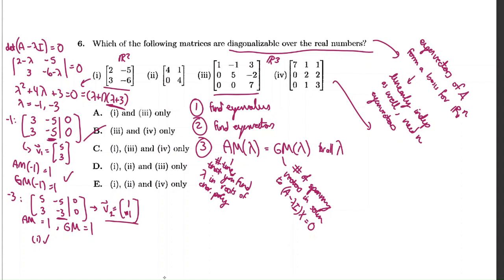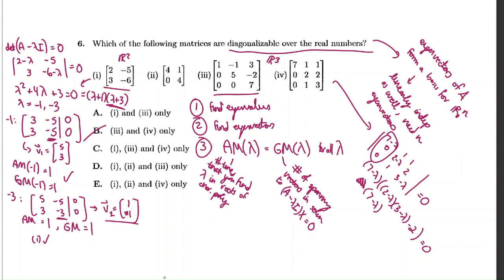So with 4, I want to find the eigenvalues. So 7 minus lambda, 1, 1, 0, 2 minus lambda, 2, 0, 1, 3 minus lambda equals 0. And then I can just expand along this column, 7 minus lambda, and that is going to be times (2 minus lambda)(3 minus lambda) minus 2, and this is going to be equal to 0. And I can ultimately factor this out to get (7 minus lambda) times (lambda minus 4)(lambda minus 1) equals 0. So you can see that my lambdas are all different: 4, 1, 7.